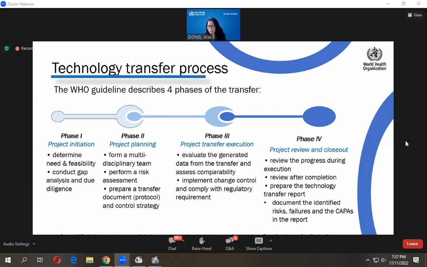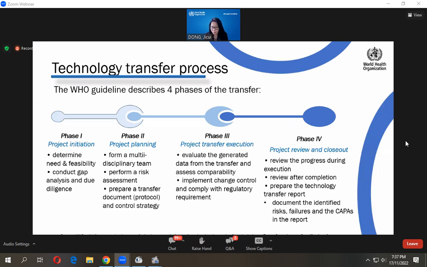Then you go to the next phase, project review and close out. This is a very important phase, actually. You need to review the progress during implementation. And you also need to think about what new actions need to be taken. For instance, do we need to have continuing stability studies? Do we need to include new suppliers in the quality management systems? You need to prepare a technology report.